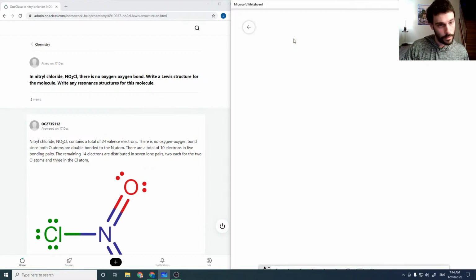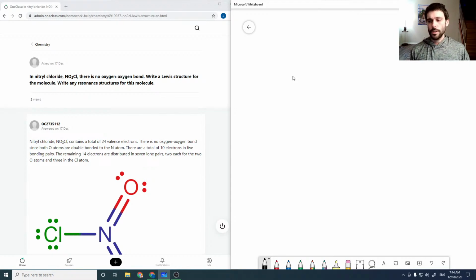Okay. So here's our next one. So in nitryl chloride, there is no oxygen-oxygen bond. Write a Lewis structure for the molecule and write any resonance structure. So there's no oxygen-oxygen bond, which basically tells us that nitrogen is likely the center. So just counting up valence, we've got 5 valence here. For oxygen, we've got 6 times 2, which equals 12. So 2 for the 2 oxygen atoms, and chlorine will have 7. So summing these up, we get 24 valence.